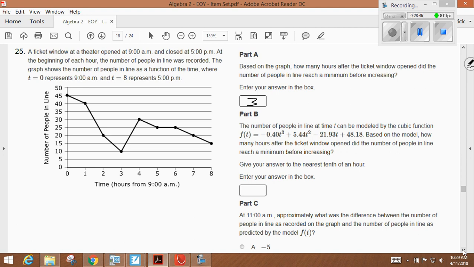So we've got a graph, and then they model it with something, and they model it with this polynomial, right? This polynomial is nasty. I want to put that in my calculator right away and graph it, okay? So I'm going to graph that in my calculator immediately. And it wants to know how many hours after the ticket window opened did the number of people in line reach a minimum before decreasing.